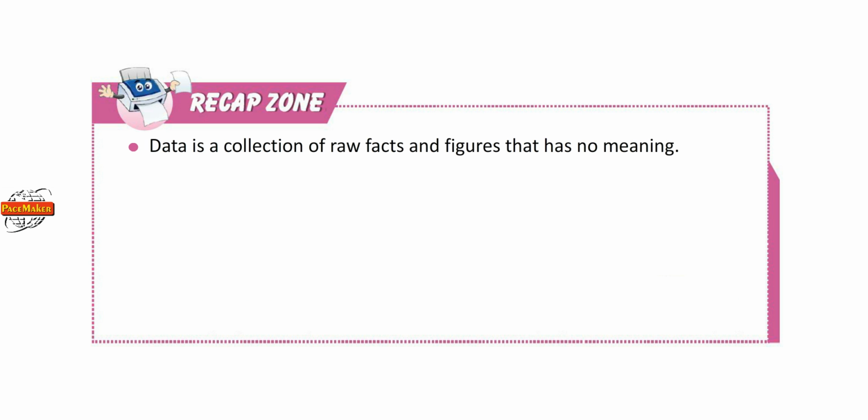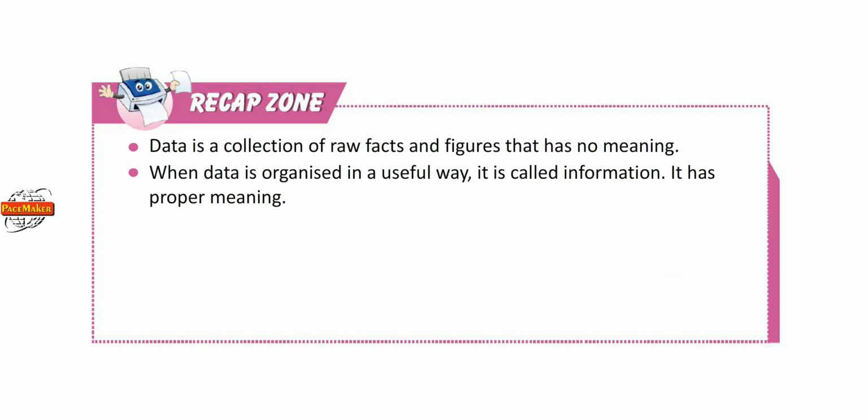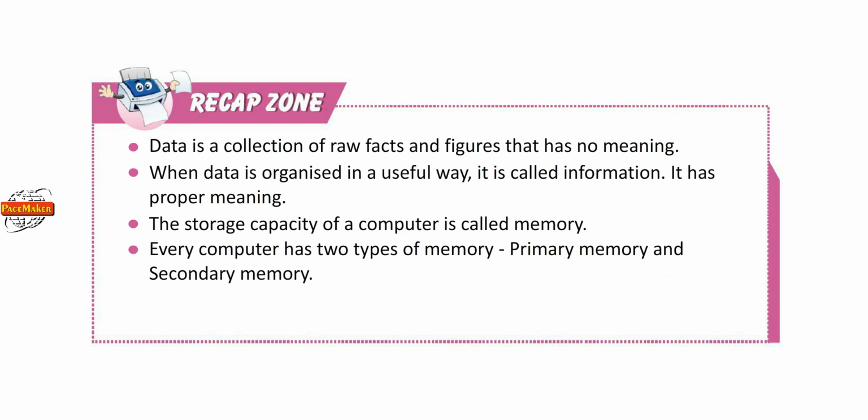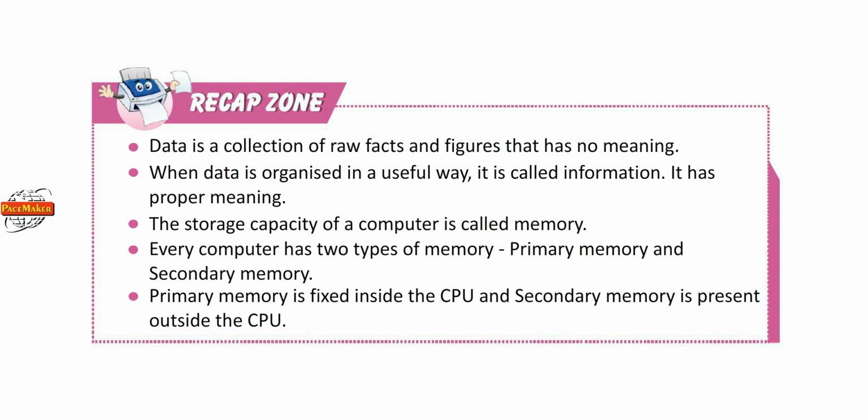Recap zone. Data is a collection of raw facts and figures that have no meaning. When data is organized in a useful way, it is called information, which has a proper meaning. The storage capacity of a computer is called memory. Every computer has two types of memory, primary memory and secondary memory. Primary memory is fixed inside the CPU, but secondary memory is present outside the CPU.